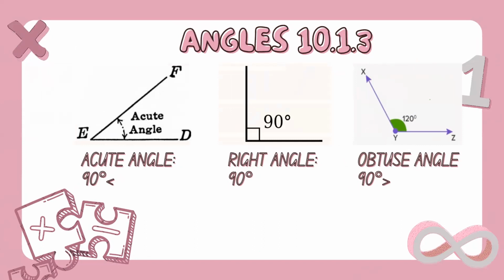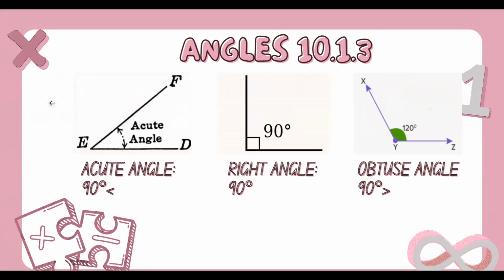We previously learned a lot about angles, so we're going to review them again. An acute angle is less than 90 degrees. A right angle is exactly 90 degrees, and an obtuse angle is more than 90 degrees. Next slide.